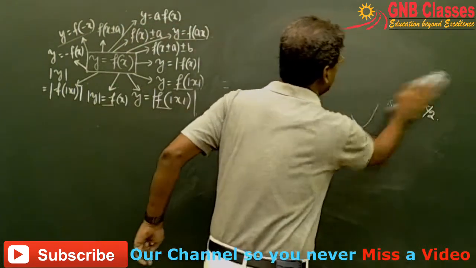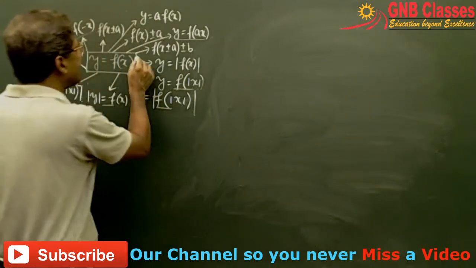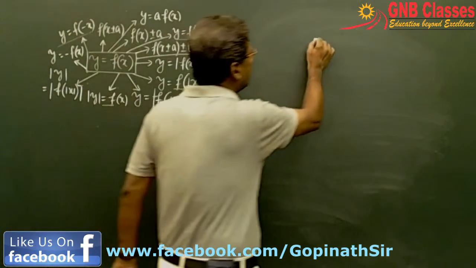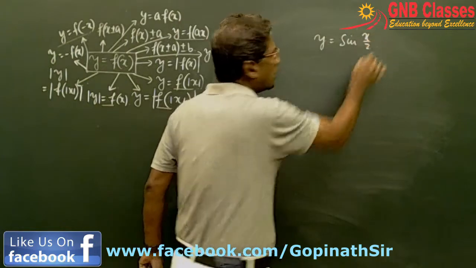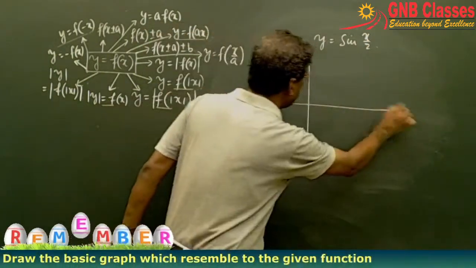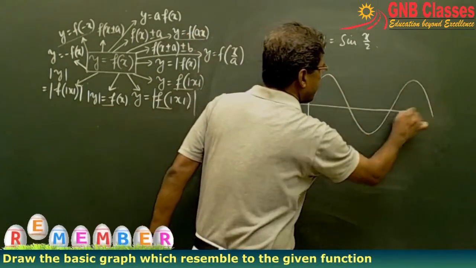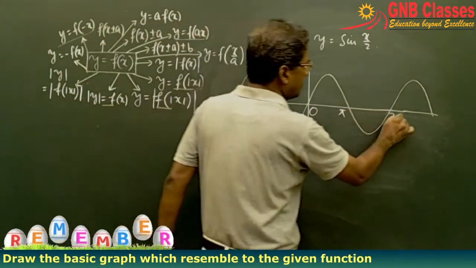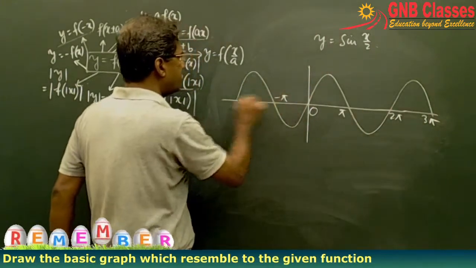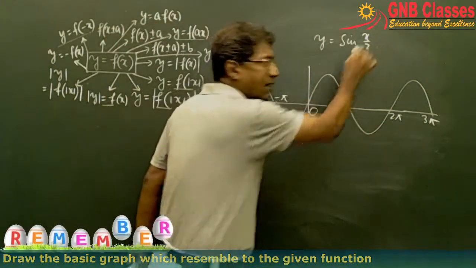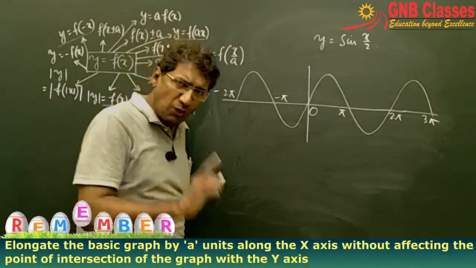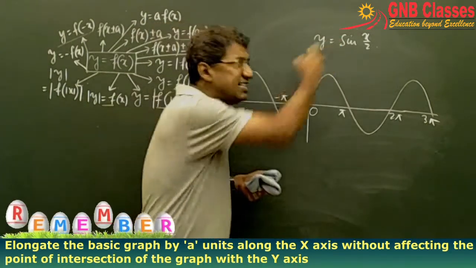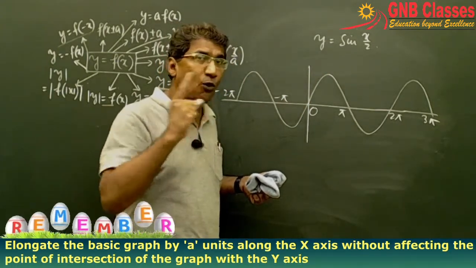Now, the same thing if I give you, let us say, y equals f of x by a. Let us take an example like y equals sine x by 2. Then what will you do? First you draw the basic graph. This is 0, pi, 2 pi, 3 pi, minus 2 pi, and this goes on, right? Now it is x by 2. Listen carefully. All you do now is you elongate the curve along the x-axis by 2 times without affecting the y-axis. Is it clear?